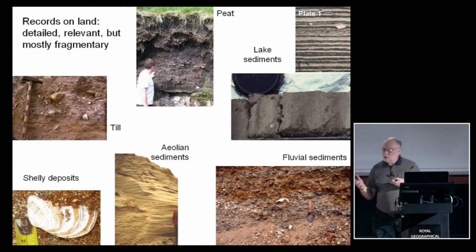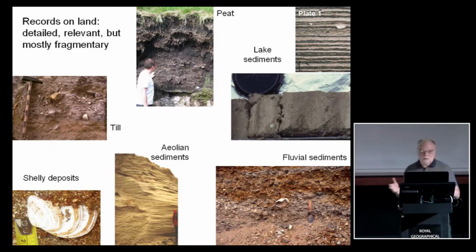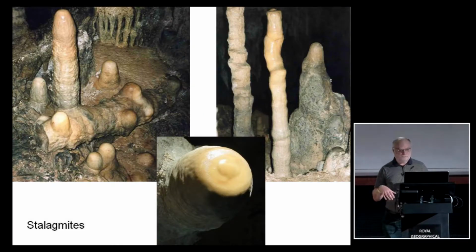The other thing about those deposits, of course, is they occur in places where humans don't live. So if you go on land and say, well, what have we got on land? The trouble is that on land, mostly, we've got deposits that are fragmentary and only record short intervals of time during these intervals of glacials and interglacials. Whereas speleothems can grow for longer periods of time and therefore give you more continuous records.